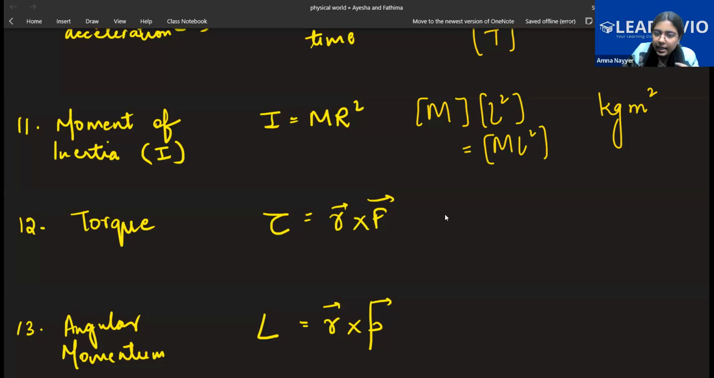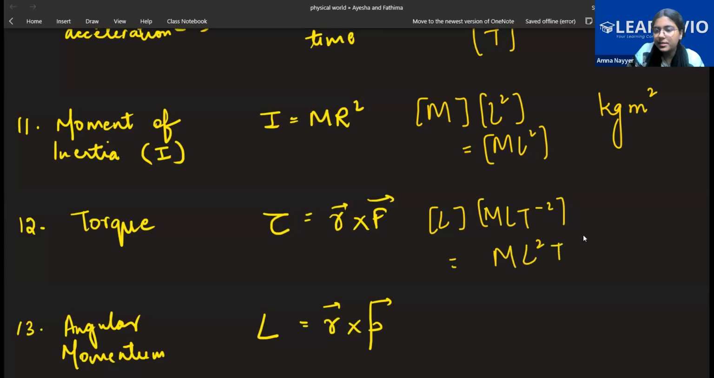Now, torque is radius into force. Aisha, can you try this one? For radius, what do we write? L. L, correct. And force is? MLT raised to minus 2. Yes, correct, Fatima. So this becomes ML square T to the power minus 2. So we get, this is Newton meter. So this is basically whatever the function force is doing in your rotation.